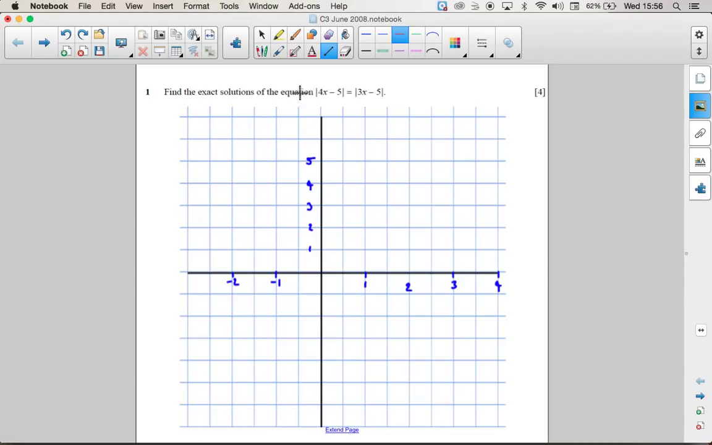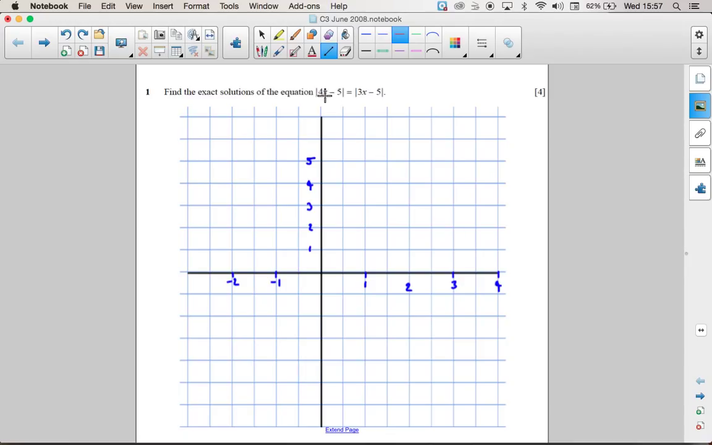Question 1 is a modulus question, and I always solve this type of modulus question using a graph. So I'm going to draw the mod of 4x minus 5 and the mod of 3x minus 5 to make sure that I know where those two lines will intersect, so that I can find where they're equal.